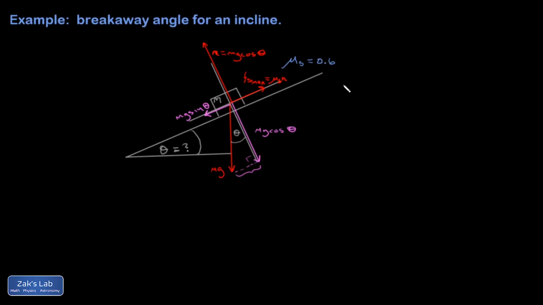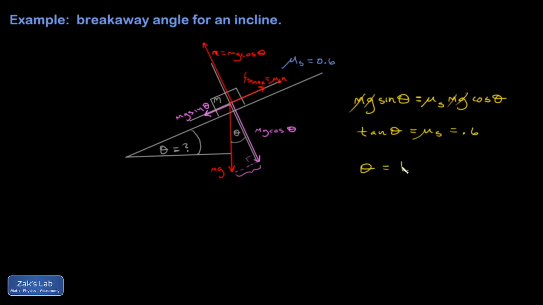And now I can go ahead in my parallel analysis. I can go ahead and say that right at the breakaway angle, the force down the ramp is going to be equal to the maximum possible static friction force. And I'll just go ahead and put in the normal force while I'm at it. So I notice that the mass cancels out, it doesn't matter. And g cancels out, that doesn't matter. And if I divide by cosine, I end up with tangent theta equals mu s, which is 0.6.